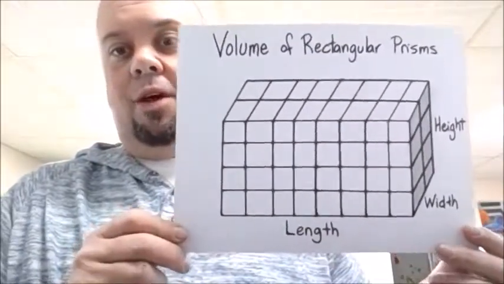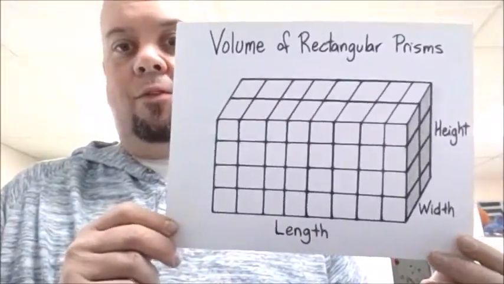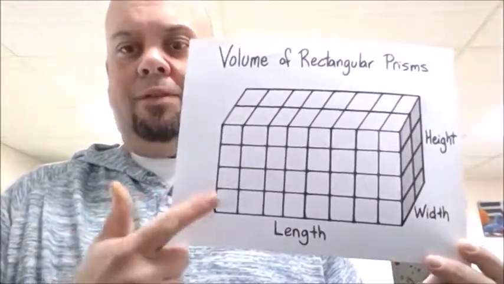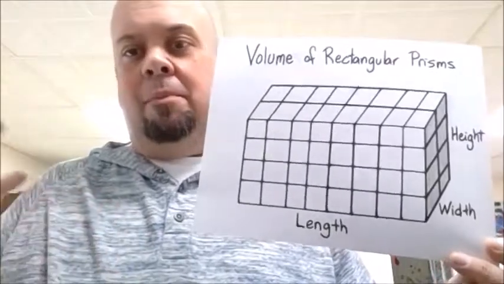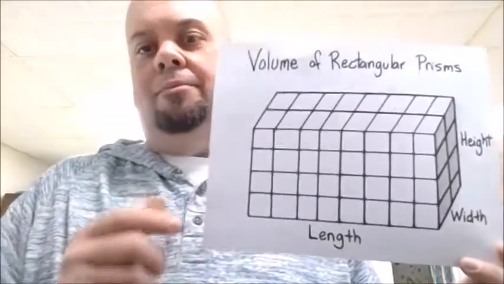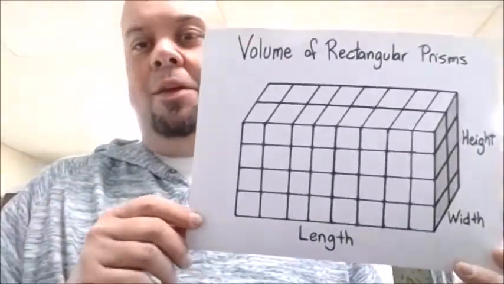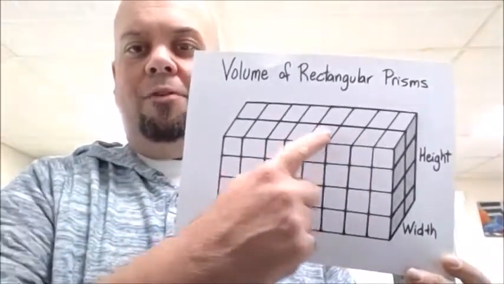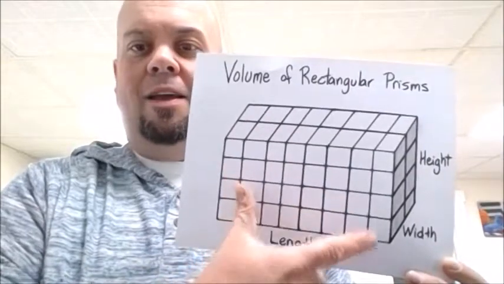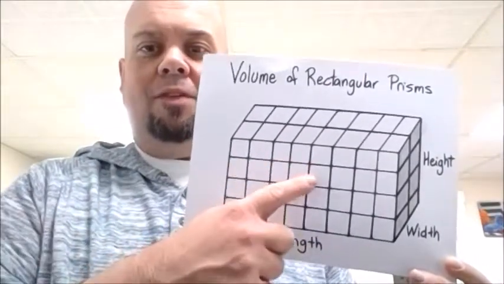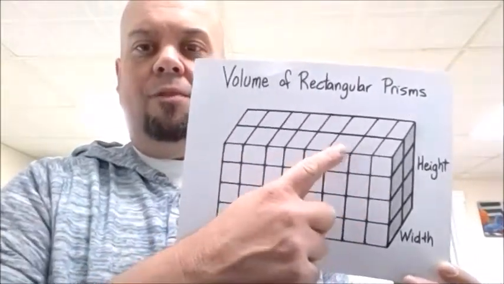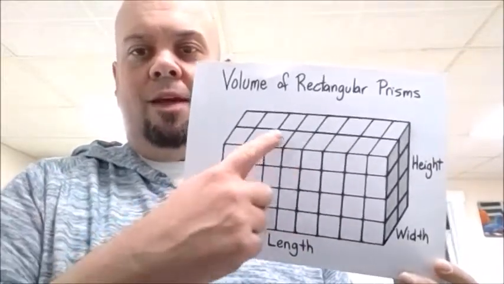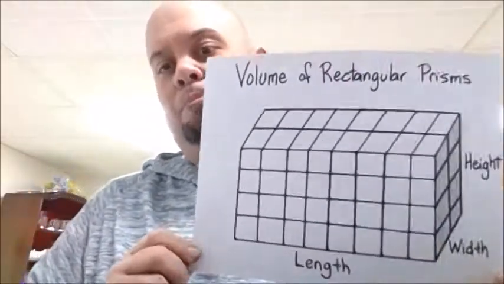One of the activities you have this week is the volume of rectangular prisms. So this is a rectangular prism. We would call it a box. It's made up of rectangle faces or square faces. A face is a side, so much like a dice. This has 6 faces. You can see 3 of them, and then there's 3 hidden ones. There's one underneath, one on this side, and then one in the back.